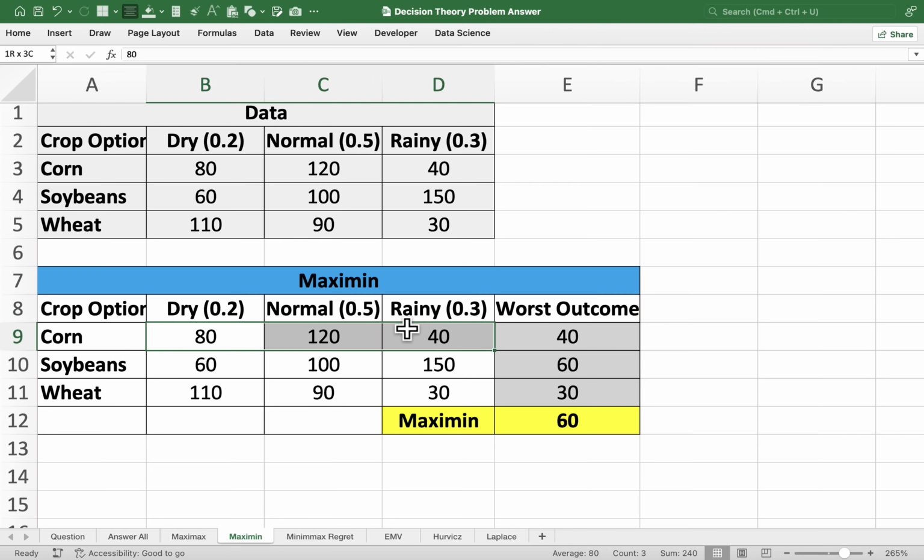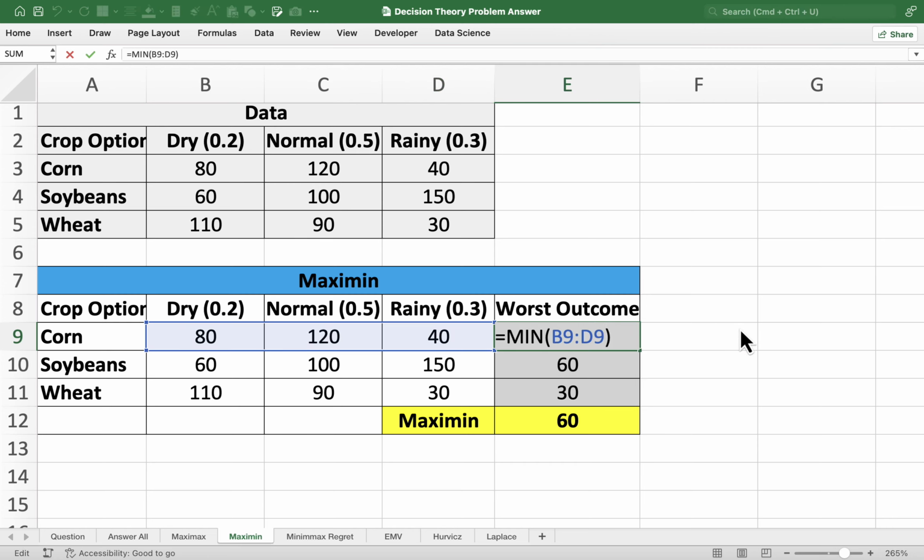For corn, we have 3 expected payoffs under 3 different uncertainties: 80, 120, and 40. And of course, 40 is the minimum. So we will choose 40 using this command, minimum of these 3. For soybeans, 60 is the minimum. So we'll choose 60 using this formula, minimum of these 3. The lowest of these 3 is 30, so we will choose this 30.